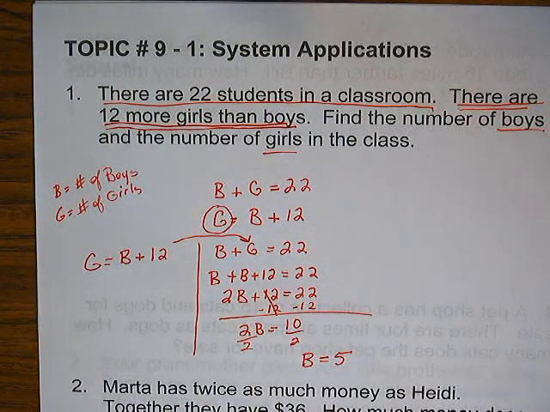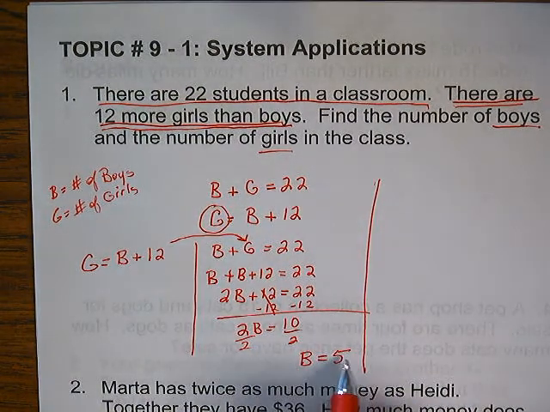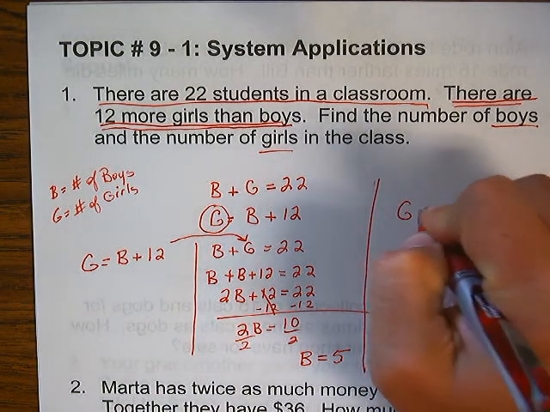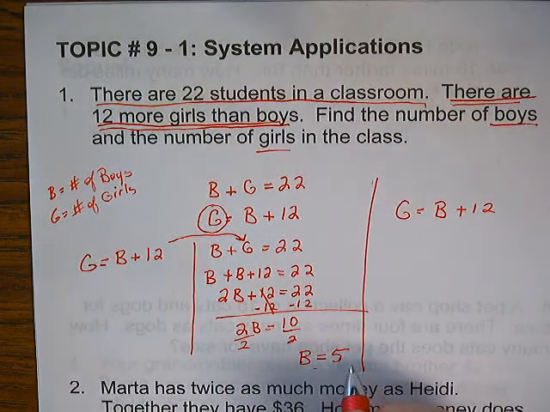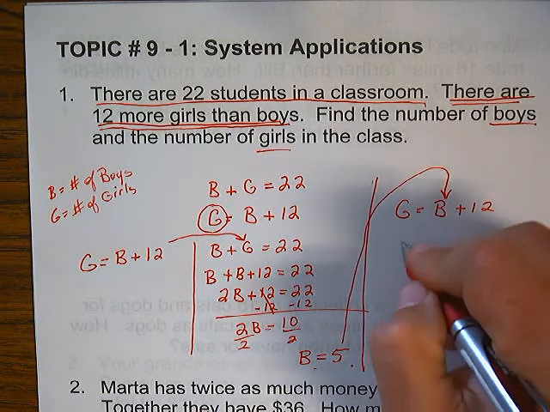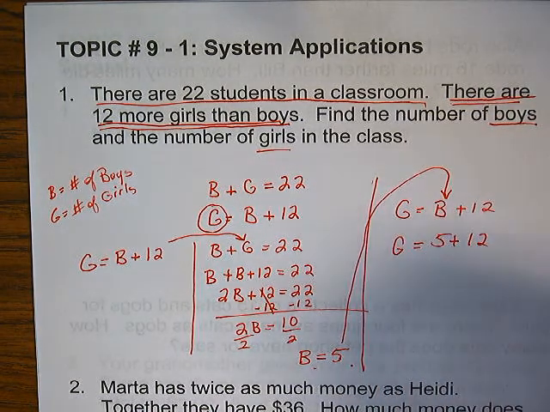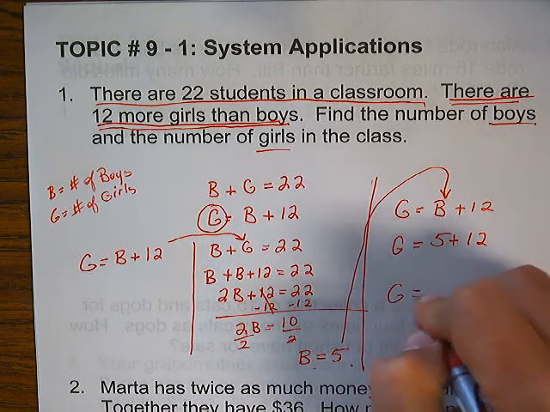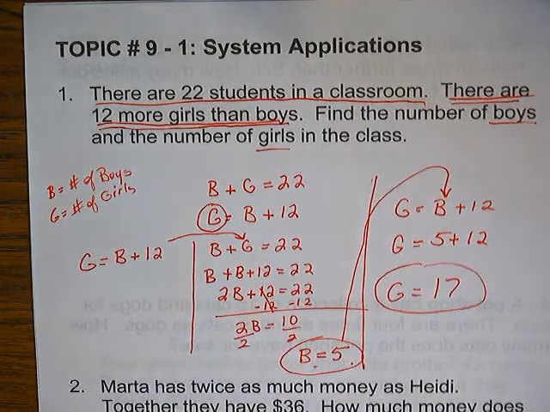Okay, there are 5 boys in the classroom, but now I need to find out how many girls. So the third step, substitute this 5 back into either one of the original equations. B equals 5, so I'm going to put that 5 in for B. So there are 17 girls. 17 girls, 5 boys.